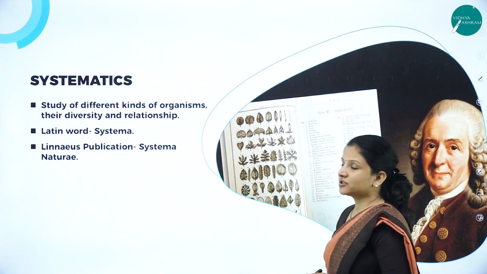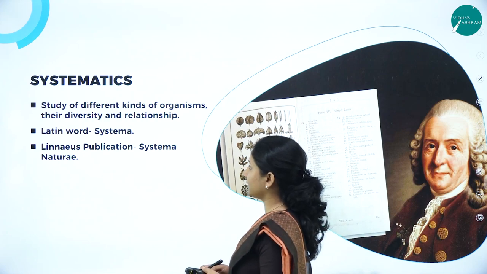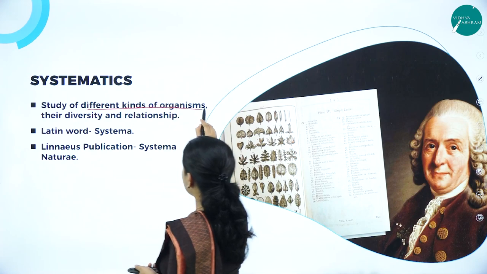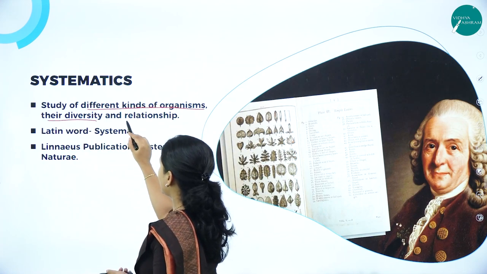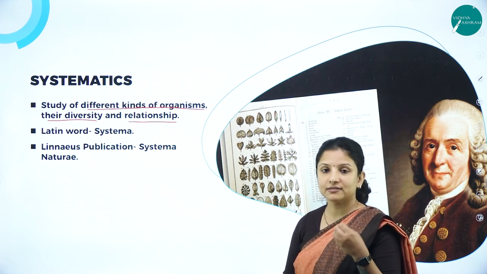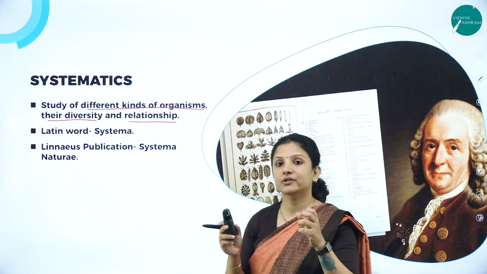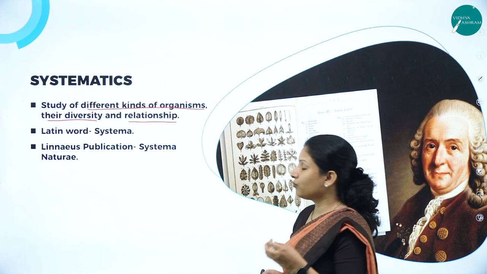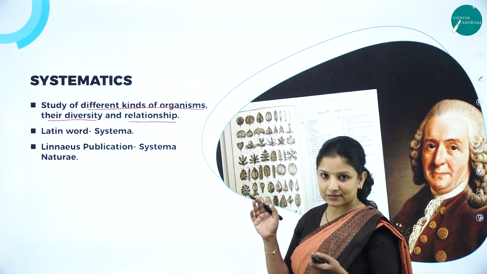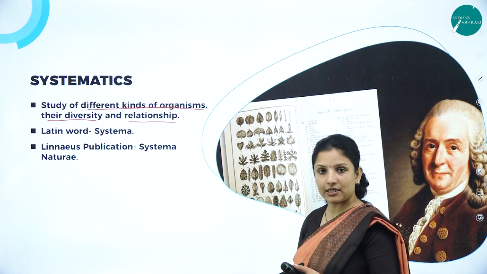So let's study a small topic under taxonomy which is called systematics. So what is systematics? Systematics is nothing but the study of different kinds of organisms, their diversity and the relationship between each other. There are thousands and thousands of organisms present. You study about them. After studying them, you get to know their diversity and you get to know their phylogenetic relationship between each other. So that is nothing but systematics. It is the study of different kinds of organisms, their diversity and relationship.